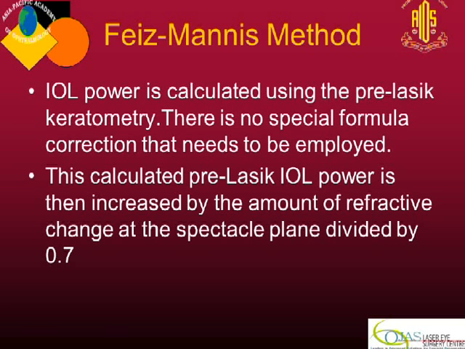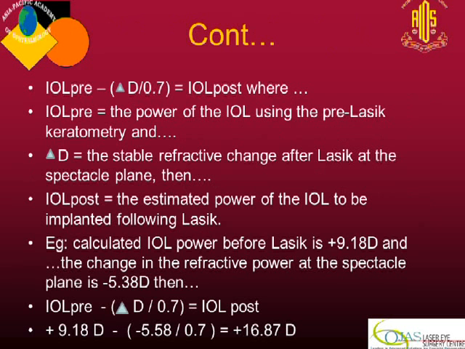But this calculated pre-LASIK IOL power is then increased by an amount of the refractive change at the spectacle plane divided by 0.7. So here you have the power of the IOL using the pre-LASIK keratometry, adjusted by a factor of 0.7. And this also is a fairly accurate formula.